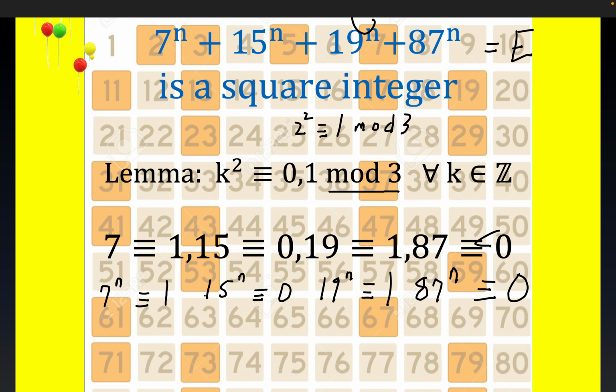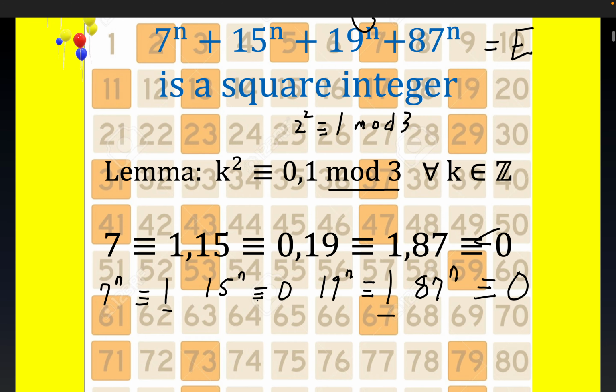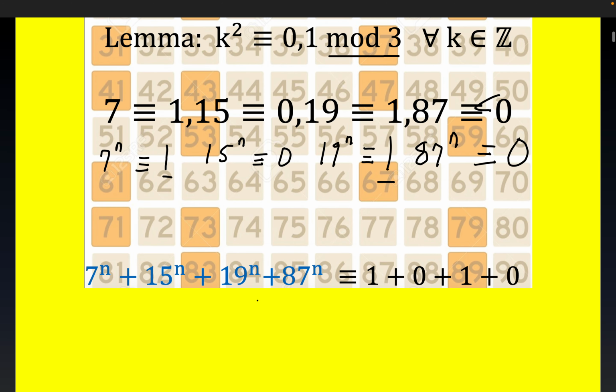So we have two instances. 7 to the n is always congruent to 1. 19 to the n is always congruent to 1. The rest of them are always 0, right? So if you go down here, you can see where we got this. You have 1, 1, 0, 0, and this is equal to 2, and this is mod 3, of course. So the expression we're interested in being a perfect square is 2 mod 3, right?